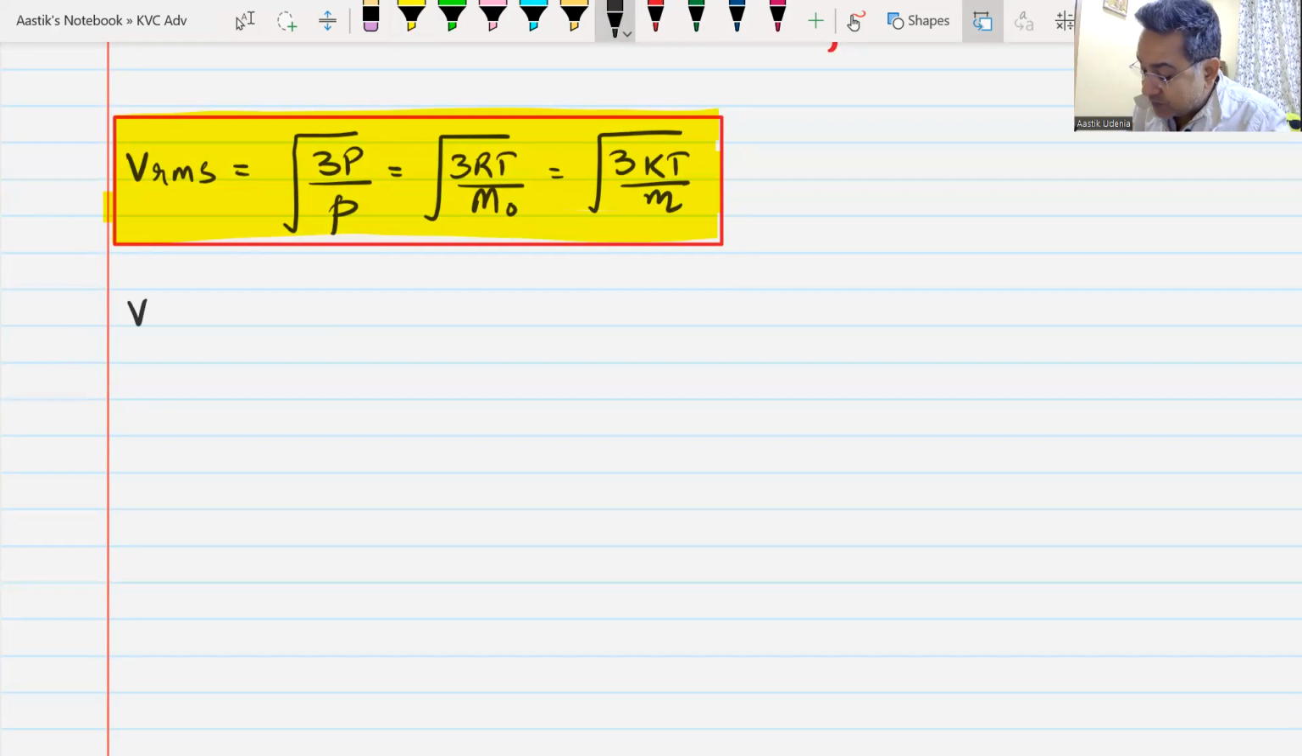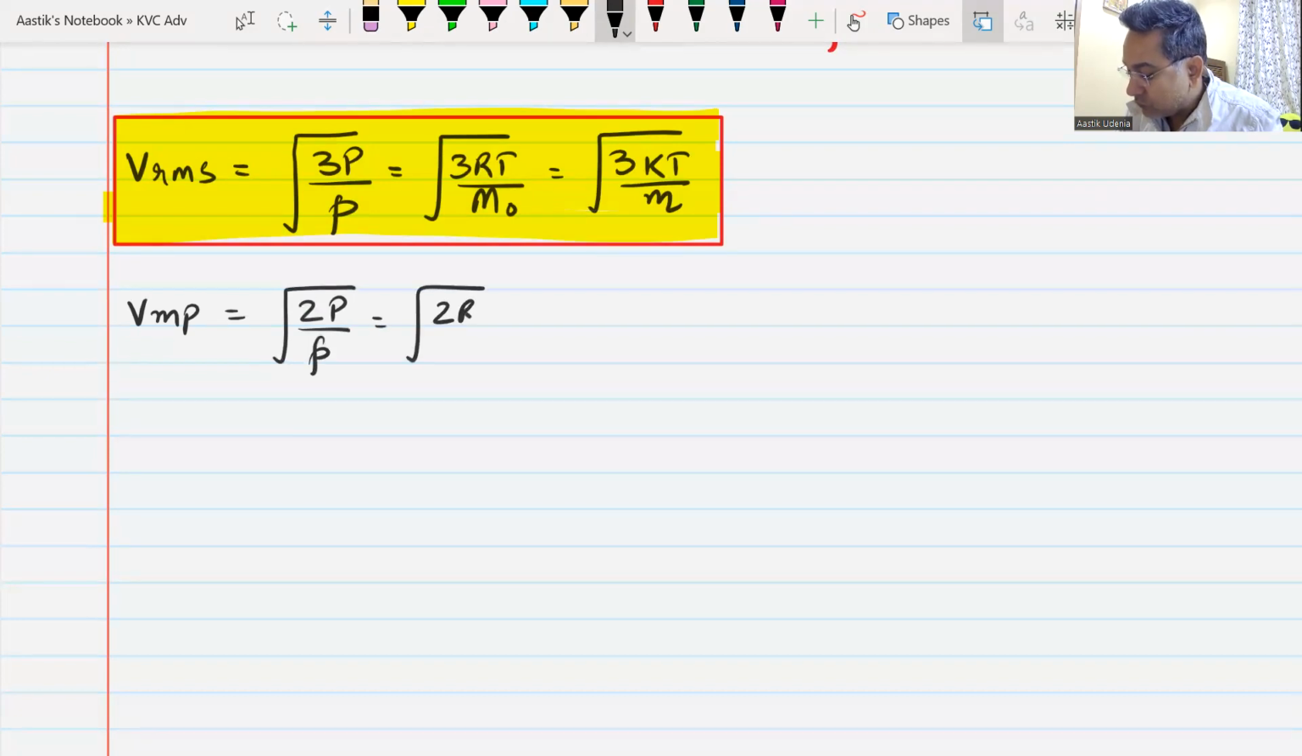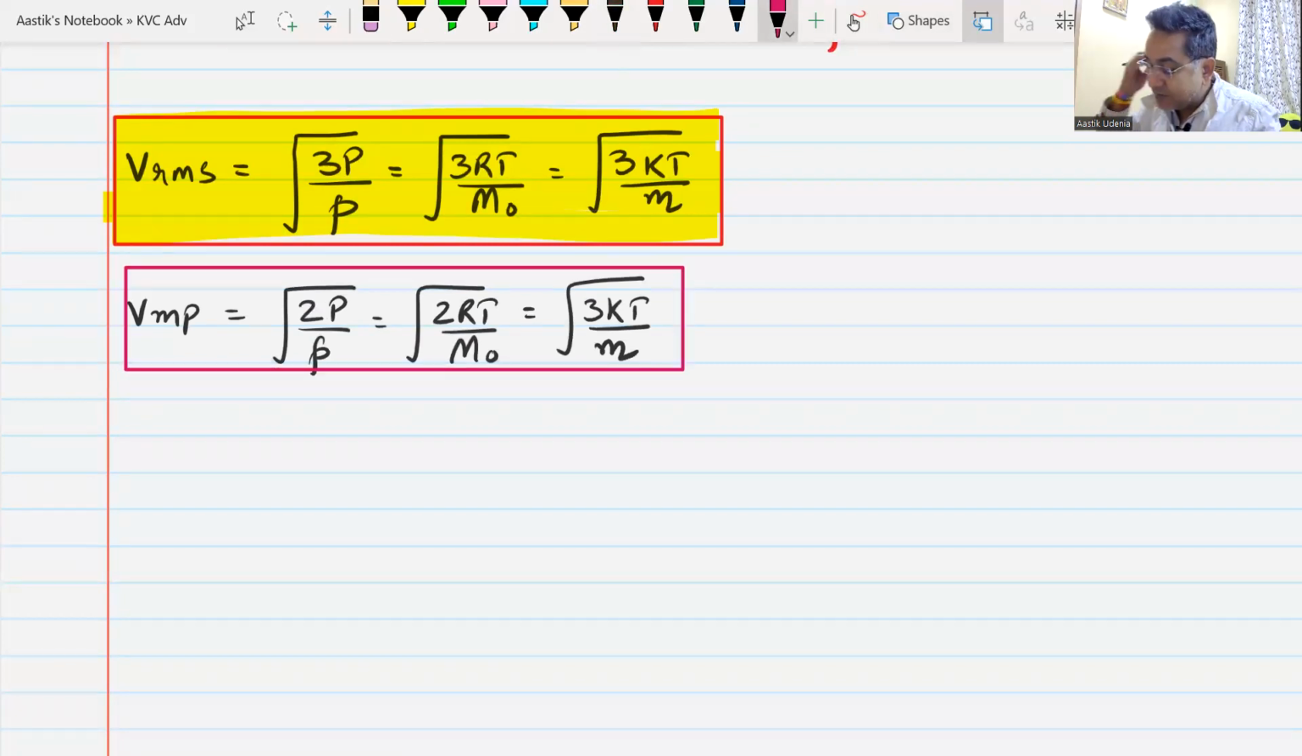We have one more speed, which I call the most probable speed. To find the most probable speed, instead of 3 you take root 2: the square root of 2P by rho, or 2RT by M. This becomes the most probable speed. Now, when I say most probable speed, I mean this is the speed with which the maximum number of molecules move. Do we understand this?